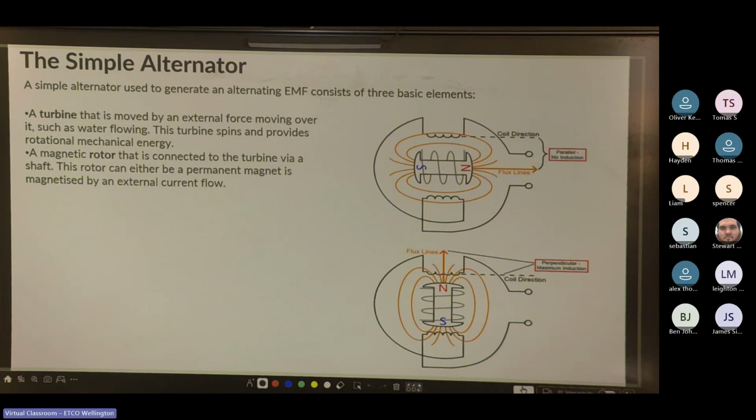Cool. Second, a magnetic rotor that is connected to the turbine via a shaft. This rotor can either be a permanent magnet or be magnetized by an external current flow. It's more common for large alternators to have an external magnetizing circuit, as it's more cost effective than having a large permanent magnet. Third, a set of stationary windings positioned nearby but not in contact with the rotor. These windings make up the stator, which we looked at.